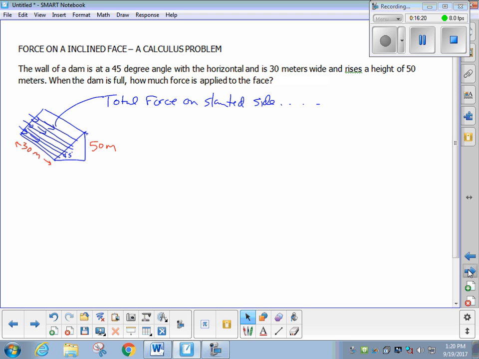Is this 30? Is this 30 or is this 30? This is 30 meters wide. I think it has to be, the dam is actually this wide. All right, Chuck, can we do... Oh, unless he wants us to use 45.